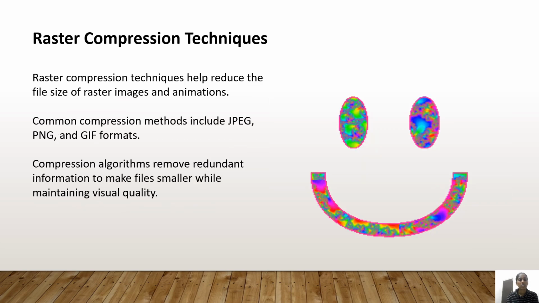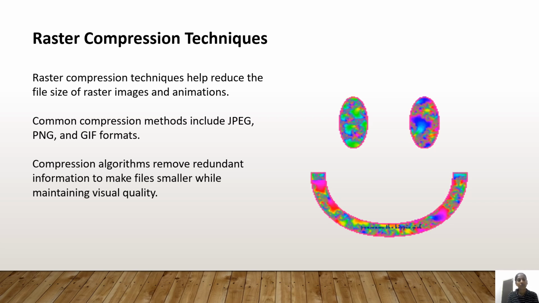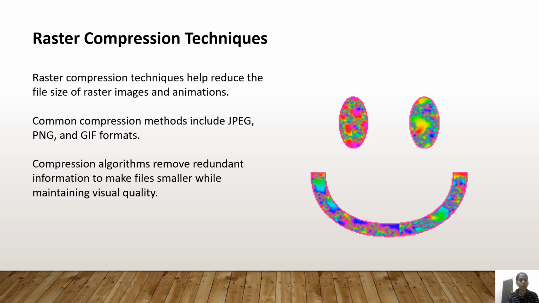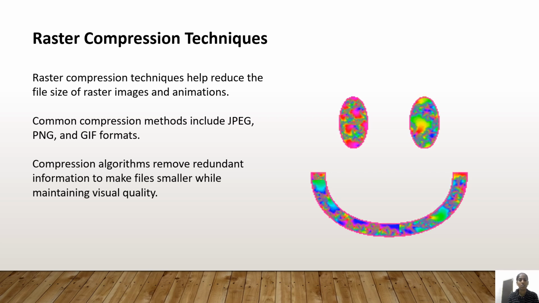Now let us see raster compression techniques. Raster compression techniques help to reduce the file size of raster images and animation. Common compression methods include JPEG, PNG, and GIF formats, which are also used for stickers and so on. Compression algorithms remove redundant information to make files smaller while maintaining the visual quality.